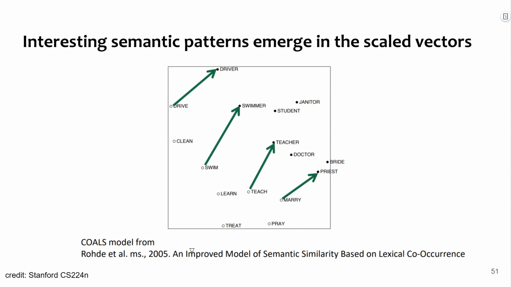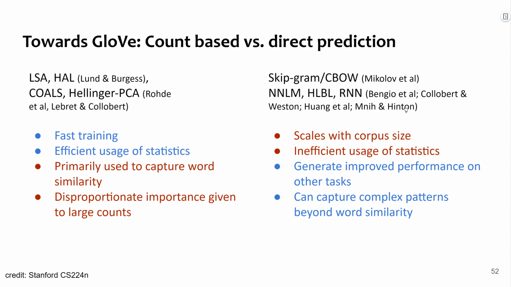And interesting semantic patterns emerge in the scaled vectors: drive, driver; swim, swimmer; teach, teacher; marry, priest, like this. And up to this point, we've discussed two approaches, count-based and direct prediction. This is the family of direct prediction, and this is the family of count-based.